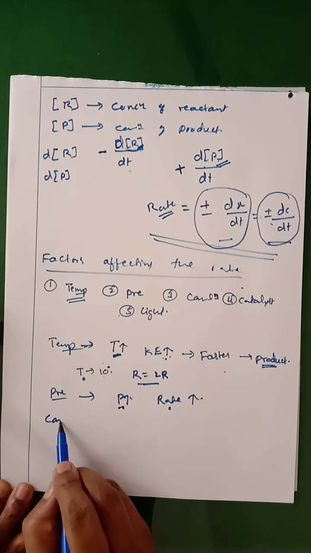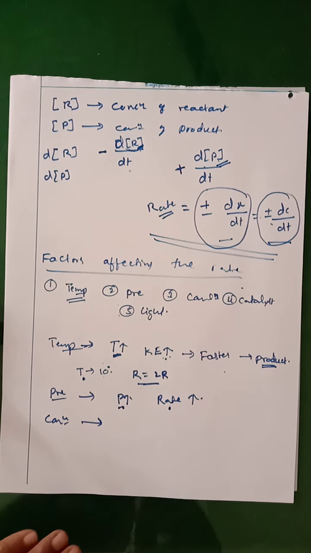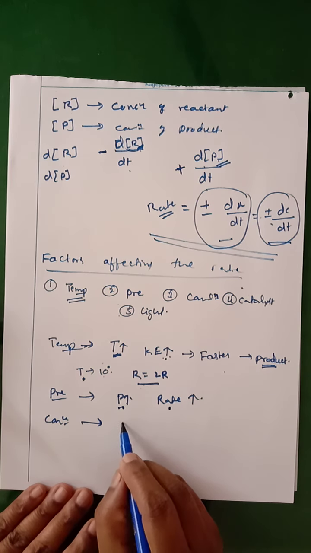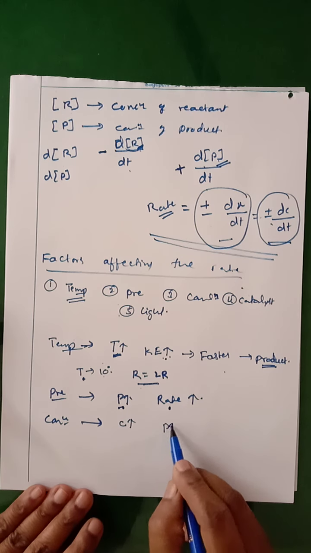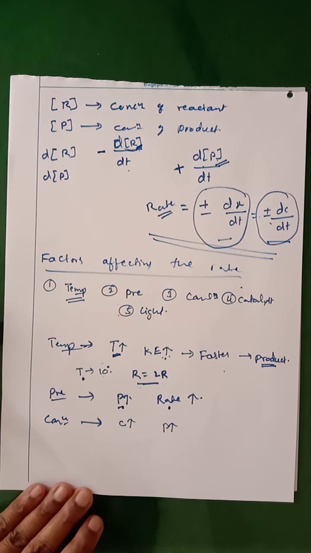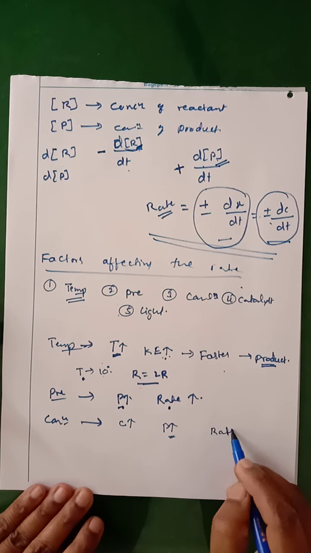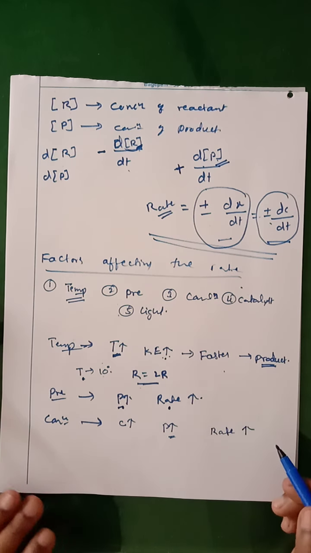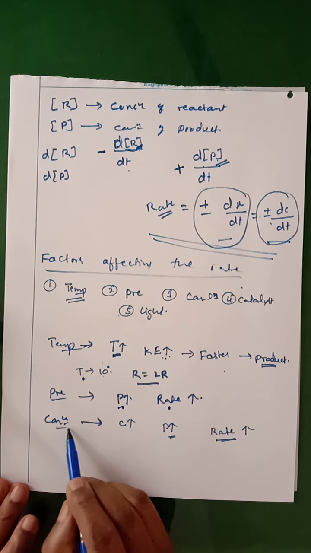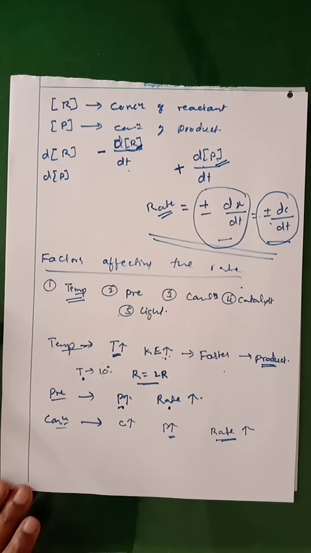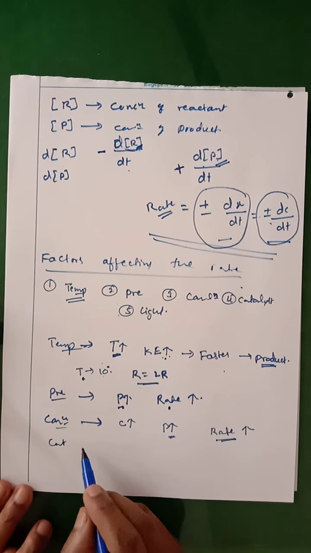Then concentration. So what is the effect of concentration on the rate of reaction? As the concentration increases, the pressure between the reactants also gets increased. So with increase in the pressure, the rate of reaction gets increased. That means the rate of reaction increases with increase in the concentration of the reactants. And the fourth factor is catalyst.